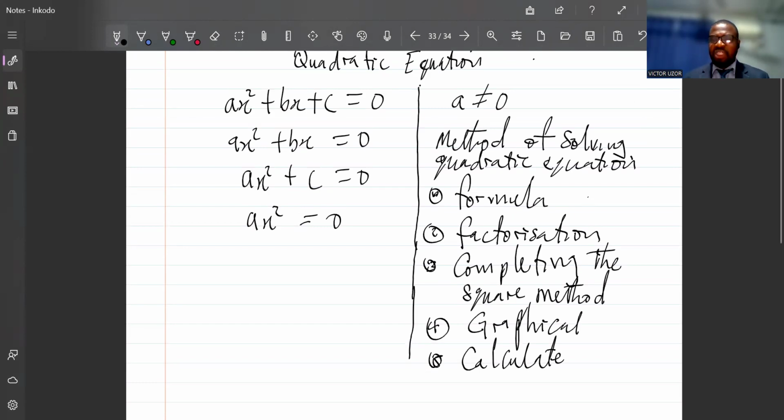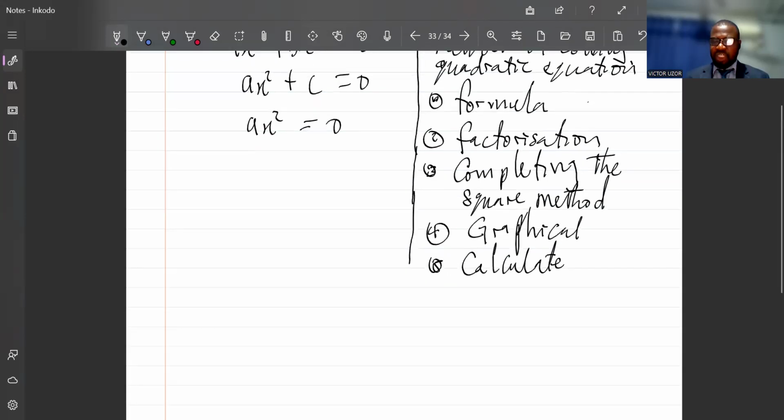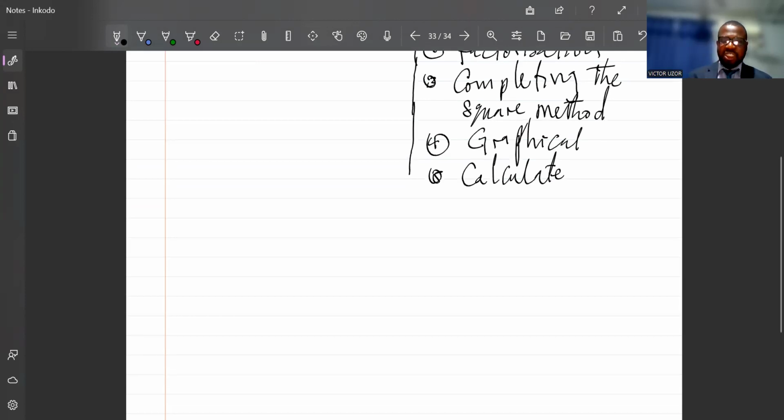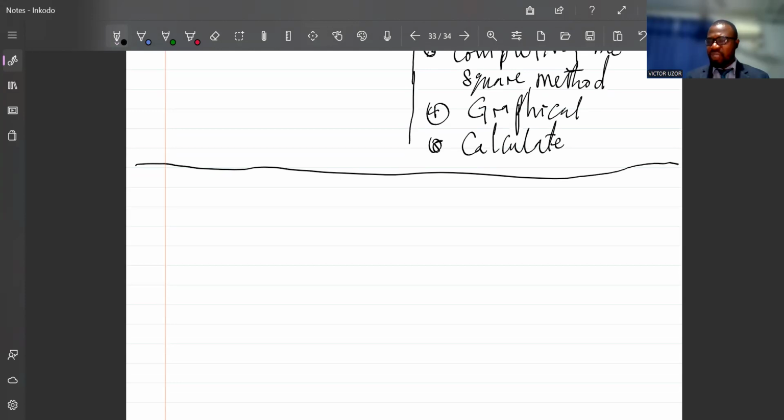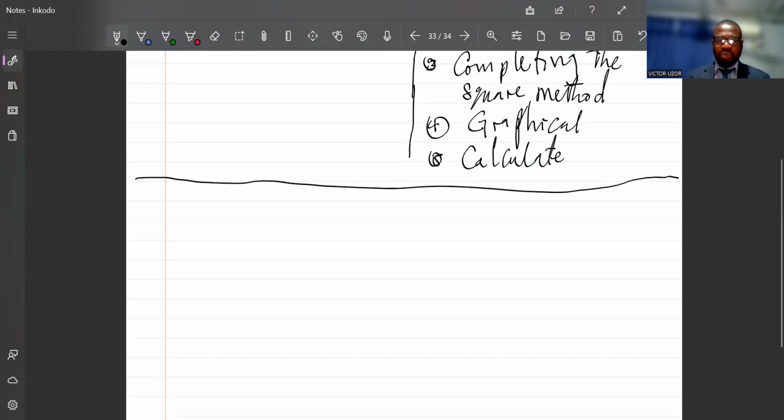Okay, so I'm going to start with the first one, solving a quadratic equation using the formula method. That one is actually the easiest method to use. When I was a little boy, the formula was called the Almighty Formula. Later on, I discovered that it's called the Almighty Formula because it can solve every quadratic equation. Not every quadratic equation can be solved by factorization, but every quadratic equation that can be factorized can also be solved with the formula method.